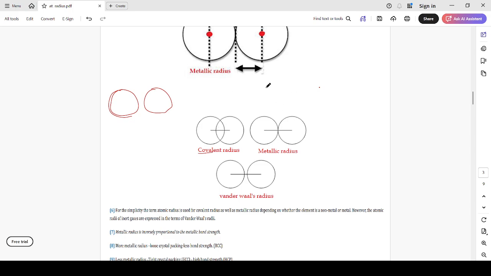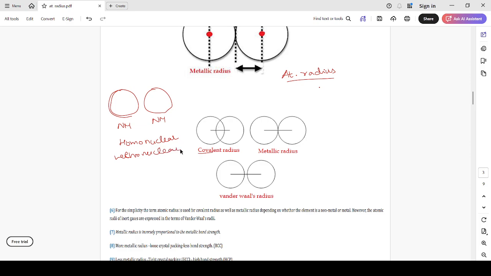We are discussing the different types of atomic radii. The first type of radius is covalent radius. Whenever you say covalent, it is the bond that is made between two nonmetals. So consider two nonmetals coming close to each other. It could be either homonuclear, or heteronuclear.